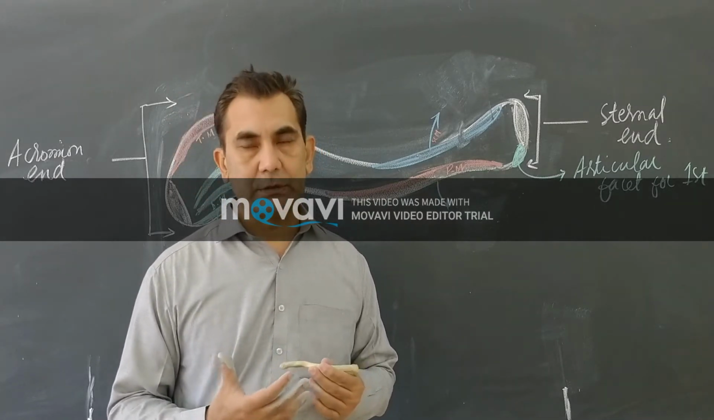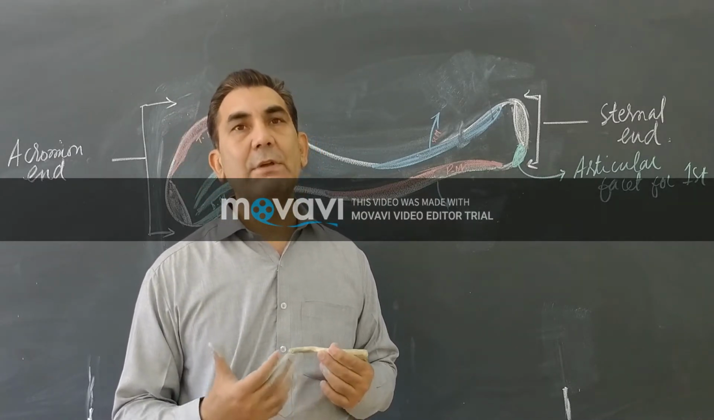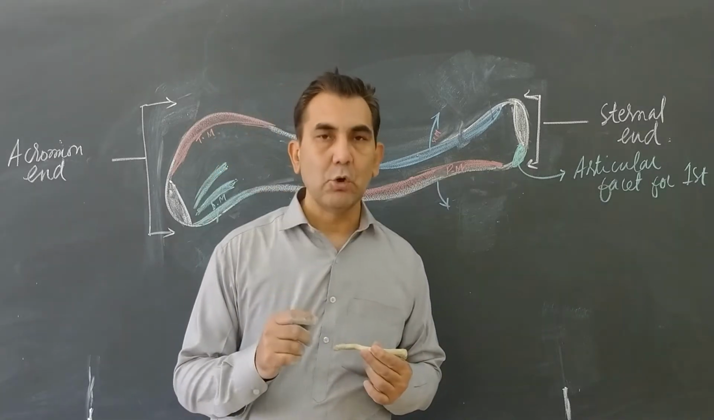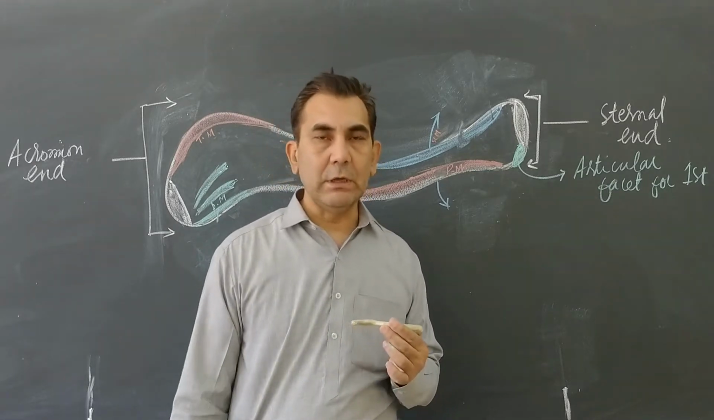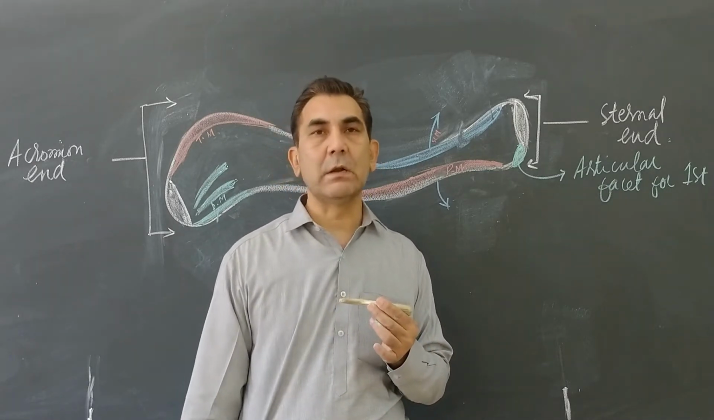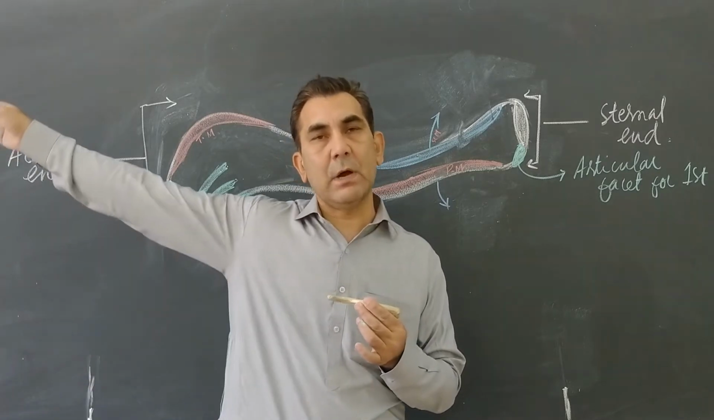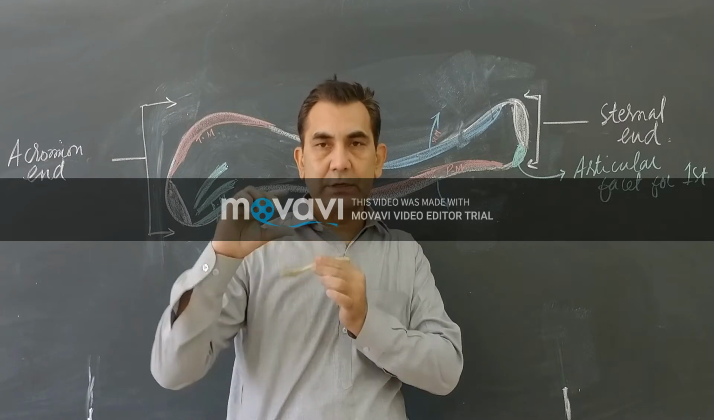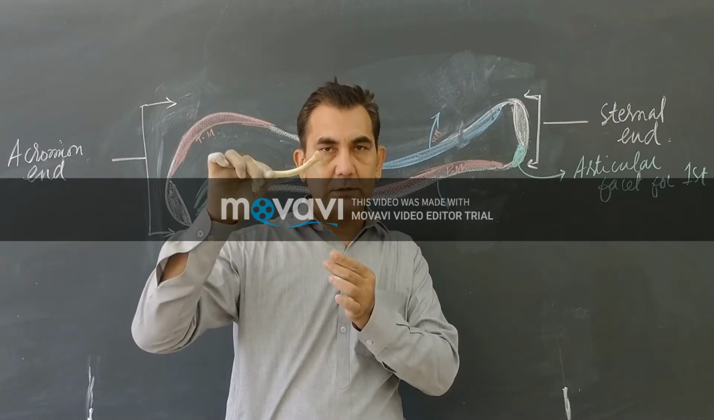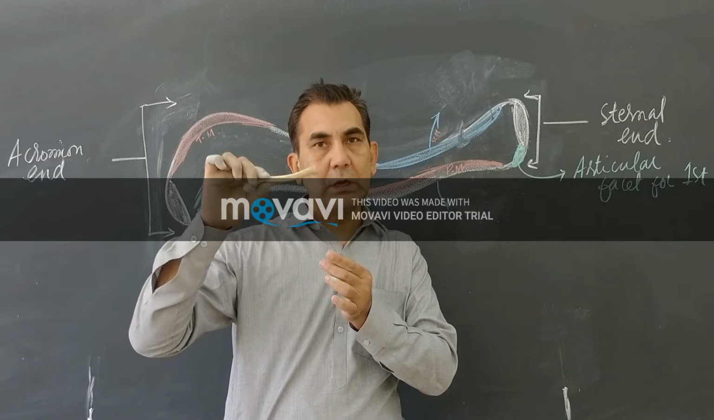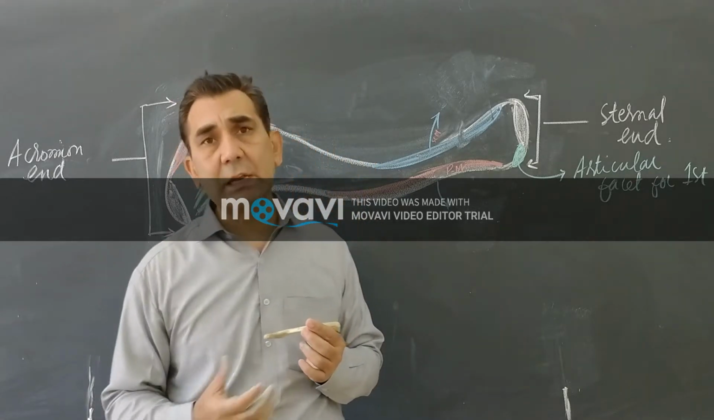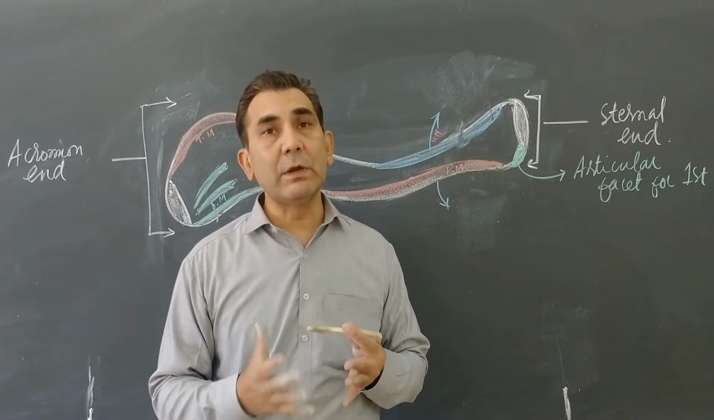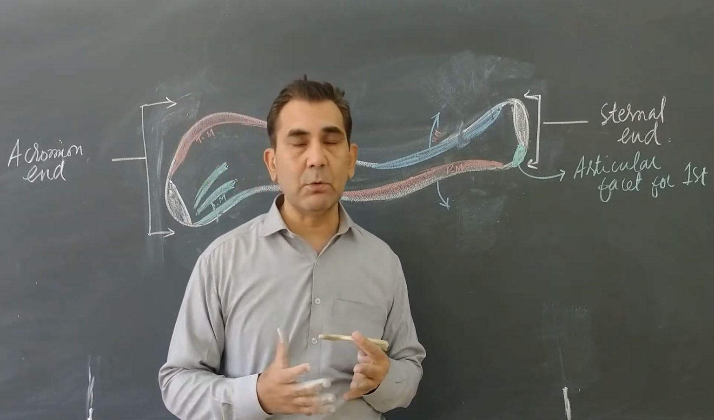The name clavicle is derived from the Latin word clavica, and clavica means little key. When humans move their upper arm in abduction, the clavicle bone moves like a key opening a lock. So it is called the clavicle.